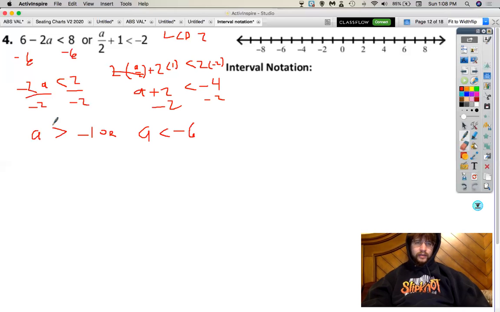Okay. So I'm going to start with this one. a is greater than negative 1. So I'm going to find negative 1 on here, put an open circle. I'm going to try and keep it open. Be careful with my shading. And it's greater than that. So I'm going to go this way.